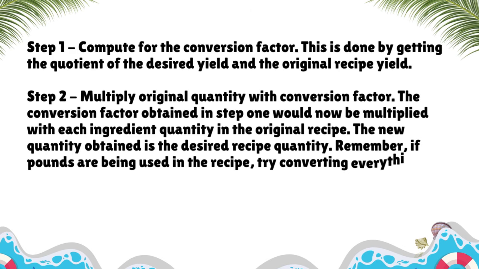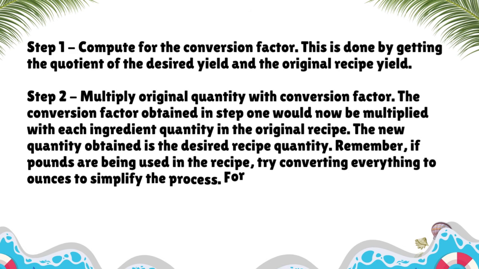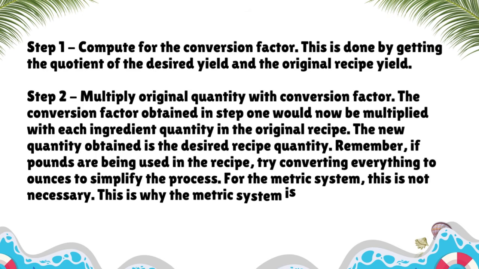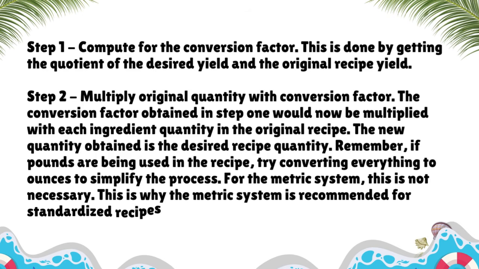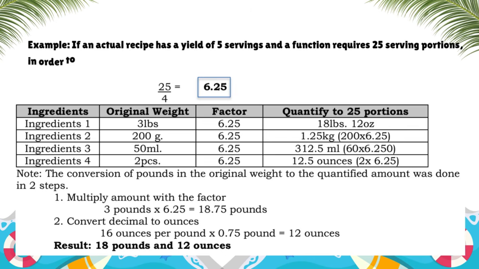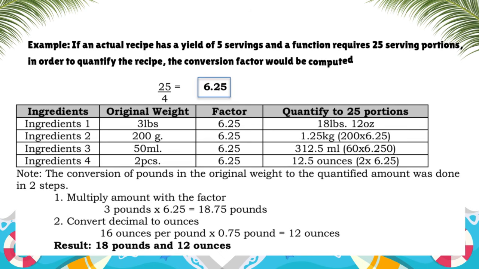Remember, if pounds are being used in the recipe, try converting everything to ounces to simplify the process. For the metric system, this is not necessary. This is why the metric system is recommended for standardized recipes. Example. If an actual recipe has a yield of 5 servings and a function requires 25 serving portions, in order to quantify the recipe, the conversion factor would be computed as. Note.